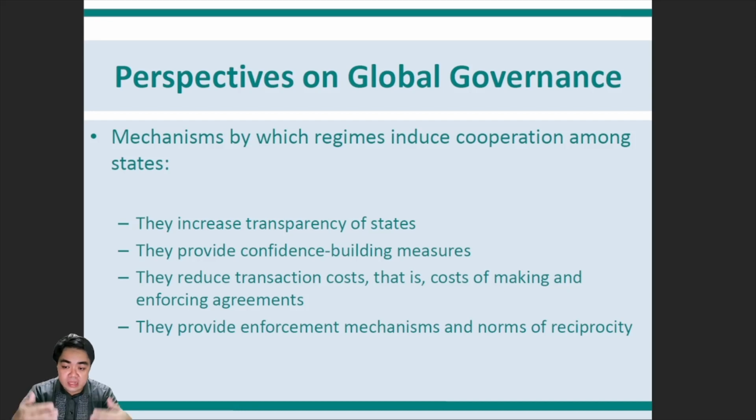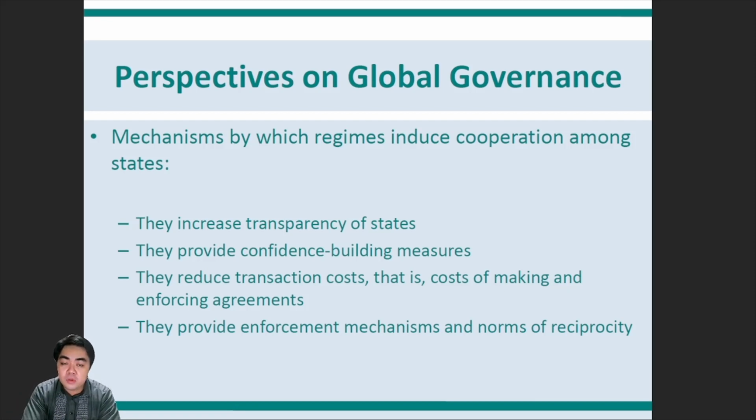It gives states the confidence that those whom they transact with are genuine, that they are not out there to profit exclusively amongst themselves. If you remember, for example, the concept of absolute gains versus relative gains. So it promotes confidence building.